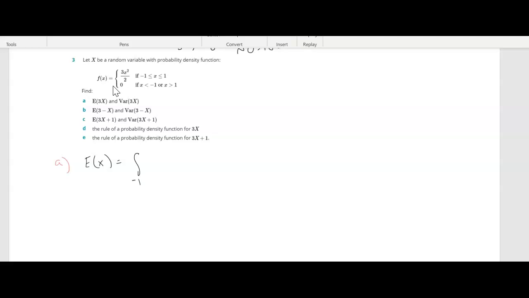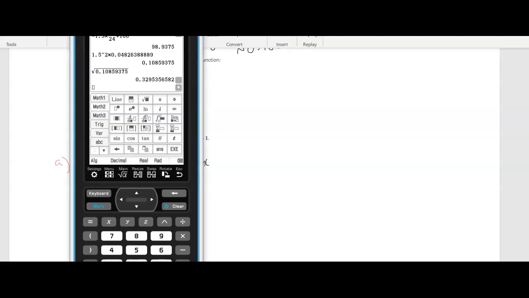Okay, so we're going from -1 to 1 of x times f of x, which is 3x squared. So this is just the rule for the expected value. All right, we'll just quickly do that on the calculator.